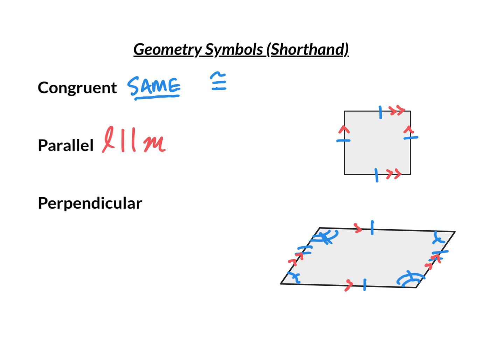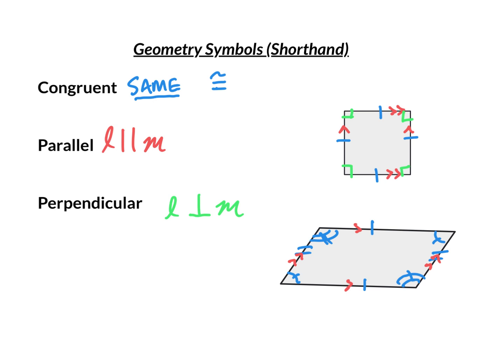Perpendicular, the sign for perpendicular is kind of an upside down T. Perpendicular, remember, means 90 degrees. And if two lines were perpendicular, I'll just make up two lines' names, we'd say, well, line L is perpendicular to line M. And how we mark that in a picture is with a little box. Of course, in a square, those are all 90 degrees.